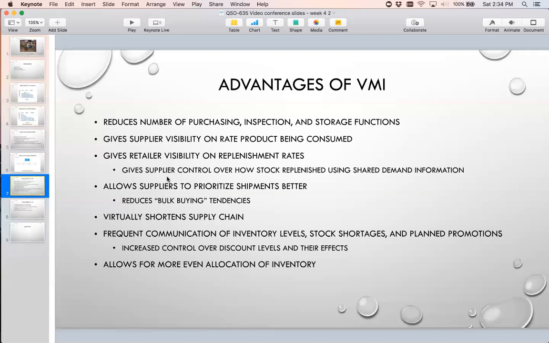Okay. And it also provides them with increased control over the discount levels and the effects, because they can actually track the effects of consumption over discounts almost in real time, which allows for the supply chain to react to these artificial consumption demands better than previously. It allows for more even allocation of inventory. So that's pretty simple.